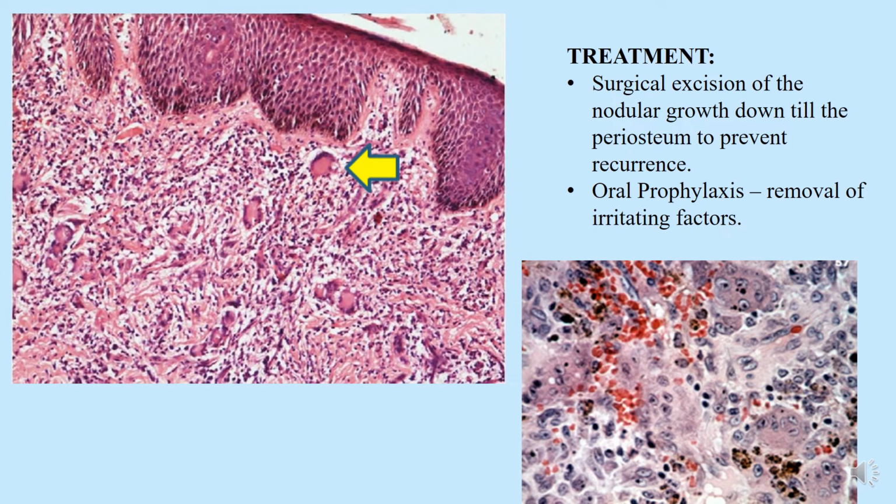The treatment is again similar to all the other epulis: surgical excision of the nodular growth down to the periosteum to prevent recurrence, and oral prophylaxis to remove the etiological or irritation factors which are actually leading to this hyperplastic growth.